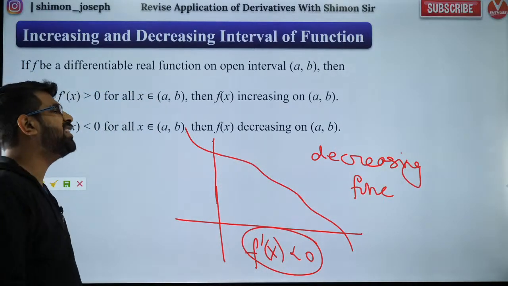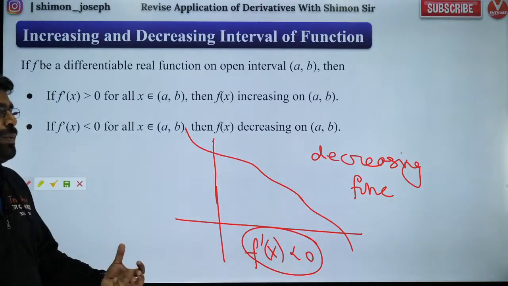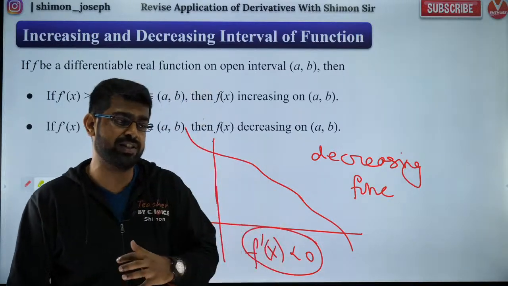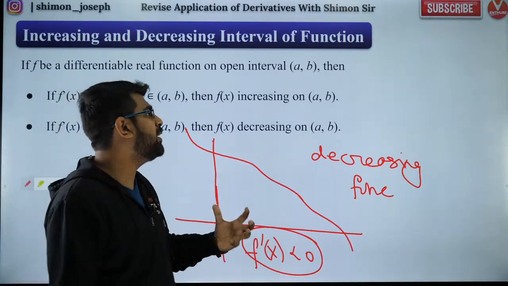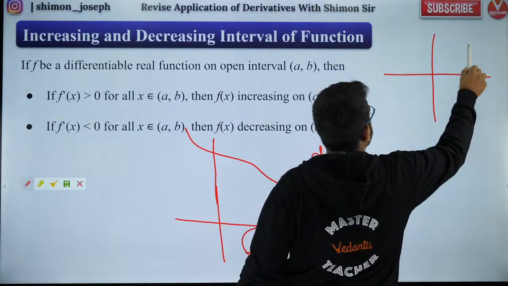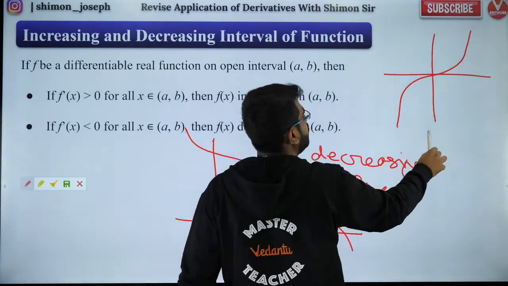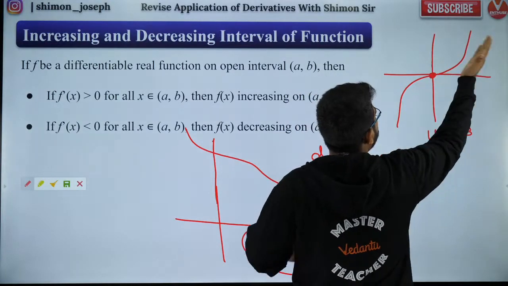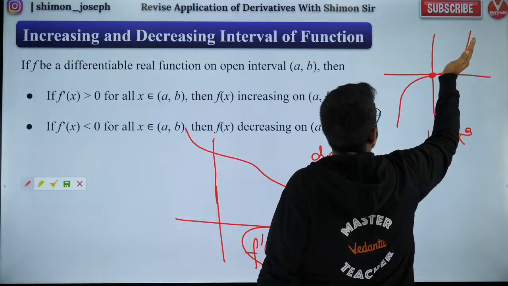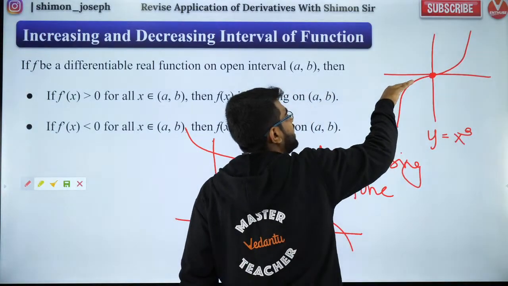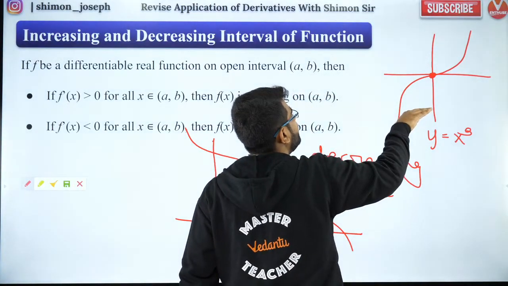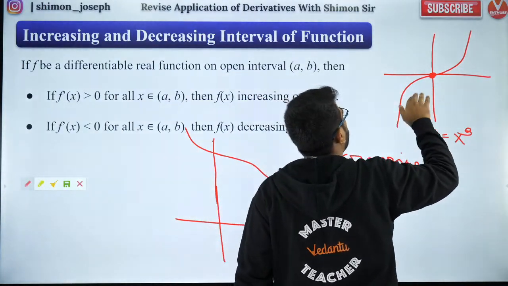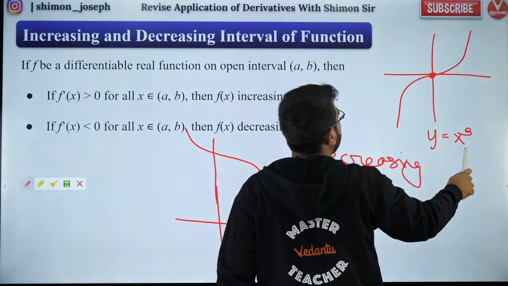What is point of inflection? Again, that comes in maxima, minima. Point of inflection means the point where the concavity of your function changes. For example, for the graph y equal to x cube, at 0 to the right side, it is concave upwards, and to the left side, it is concave downwards. So that is why 0 is called the point of inflection, because about 0, the concavity of the graph changes.